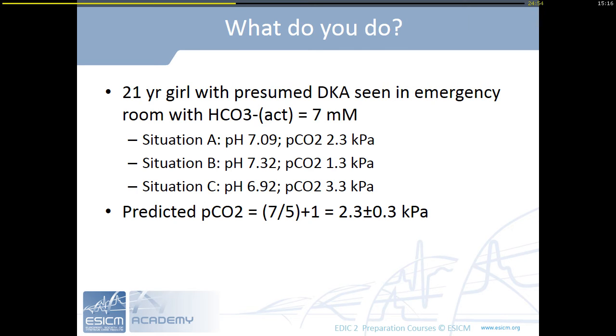Let's imagine situation A. PCO2 is exactly as it should be. So what do you do? Well, it's simple. You just admit her to the medical HDU and treat DKA routinely. No problem. But what if there is a situation B? pH 7.32, PCO2 1.3 kilopascals. Okay? This is far lower than predicted by the Boston rule, which means that there is not only a metabolic acidosis, but also a respiratory alkalosis superimposed on top of the metabolic acidosis, okay? And this needs explanation, right?